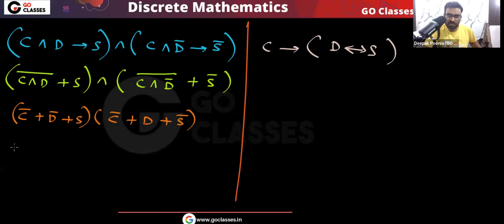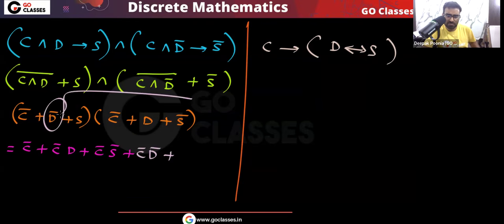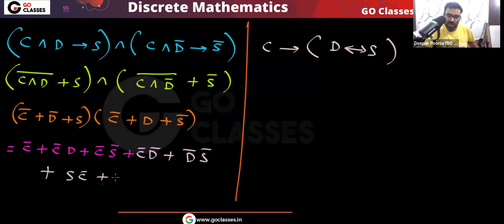Now if you simplify this, what will you get? You will get C bar, C bar, that means C bar D or C bar S bar, or D with C bar, sorry, D bar with C bar, so that will be C bar D bar. D bar with D will be false, that will be 0, D bar S bar. Or S C bar or S D or S S bar, that will be false.